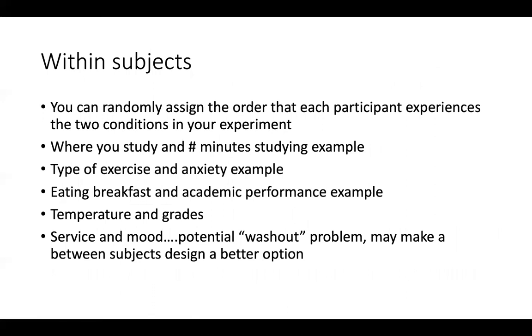And within subjects, you randomly assign the order that each participant experiences the 2 conditions in your experiment. So for example, if you're looking at where do you study and the number of minutes you're spending studying, are you studying in the library or are you studying not in the library? Those are the 2 levels of your independent variable, library and not library. And then the outcome measure, or the dependent variable, is the number of minutes that you're spending studying. And so you're manipulating where you study and you're measuring how many minutes you spent studying.